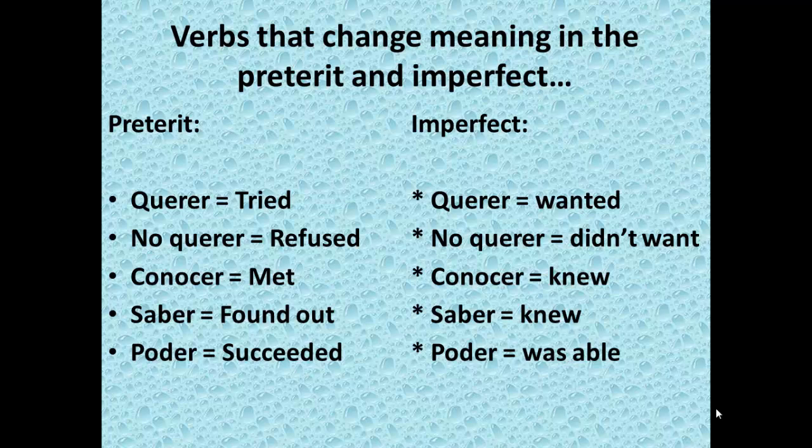Poder, succeeded, and I succeeded, yo pude. Or imperfect, yo podía, I was able. And finally, tener, in the preterite would be received, yo tuve. In the imperfect, yo tenía, I used to have. So tuve, I received, a feeling of received, and tener would be tenía, I used to have.